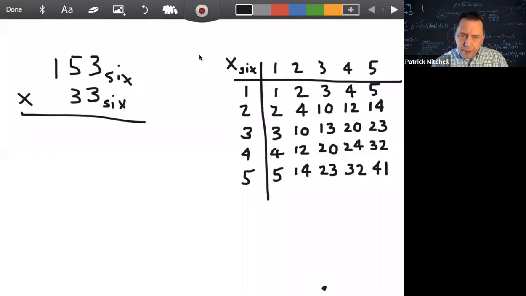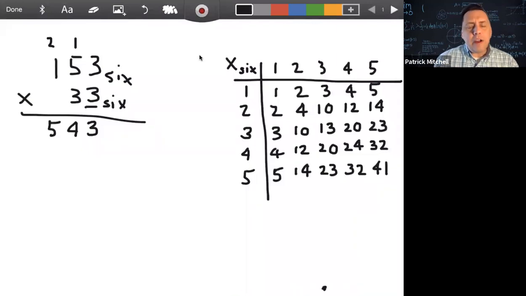So starting with the 3 here on the right, 3 times 3 is 9, which in base 6 is written 1 3. So I put a 3 there, carry the 1. 3 times 5 in base 6 is 2 3. 2 3 plus 1 is 2 4. Carry the 2. And then 3 times 1 is 3. 3 plus 2 is 5.